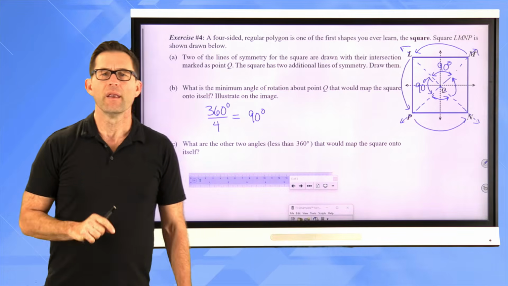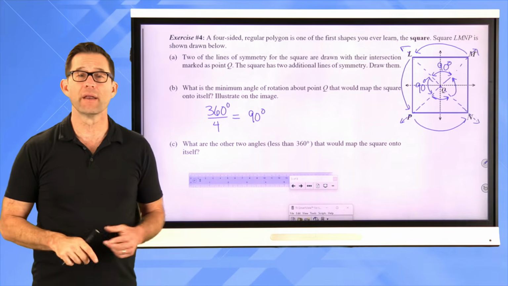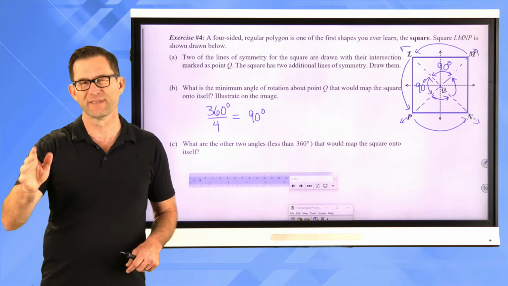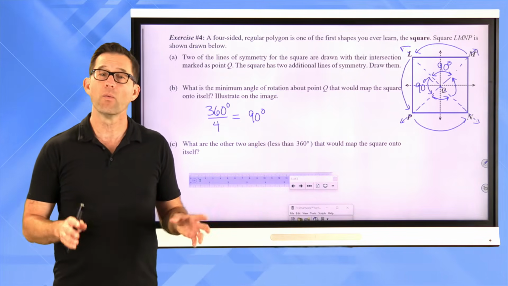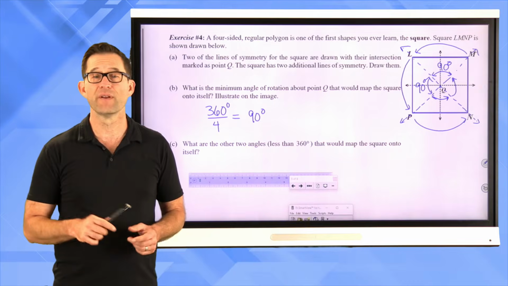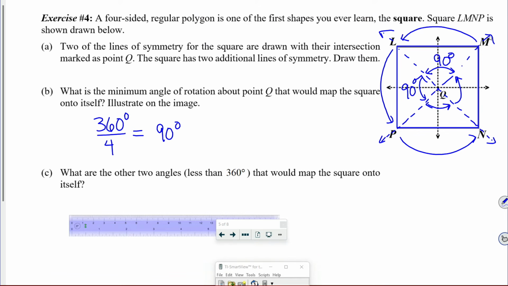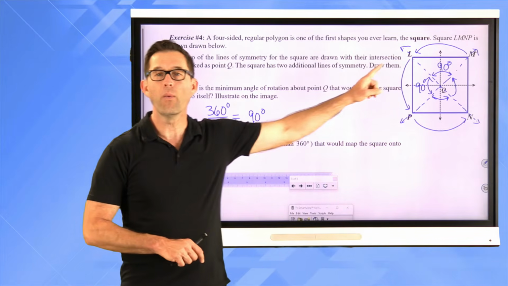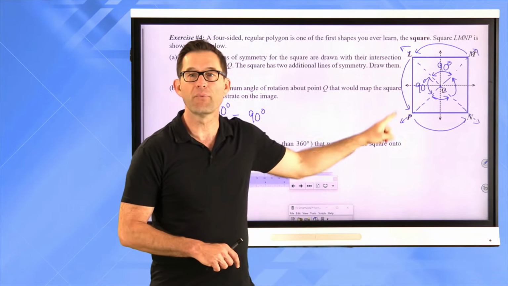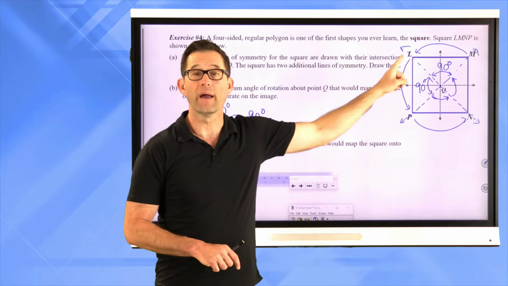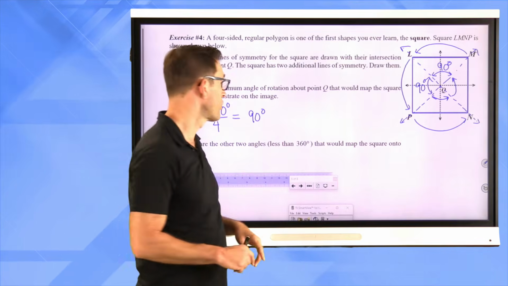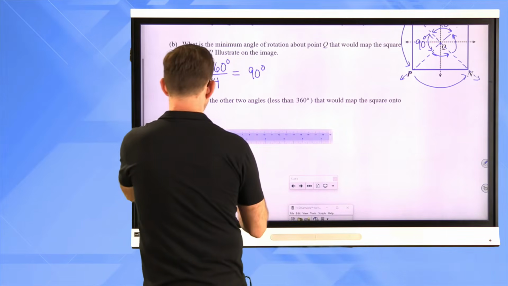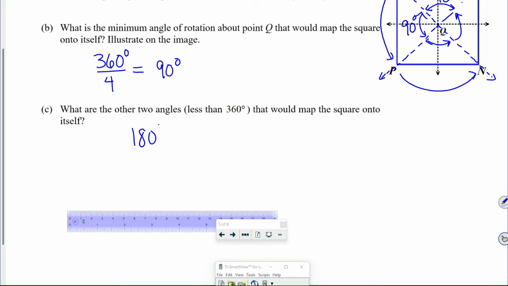All right? Now, real important though, besides the 90-degree angle, we have two other angles besides that 360 that will also map the square onto itself. What are the other two angles? Pause the video now. Well, if you think about it, what would it take to map point M to point P? Well, it would take one 90-degree rotation, another 90-degree rotation for a full 180-degree rotation. Right? So I would have a 180-degree rotation.